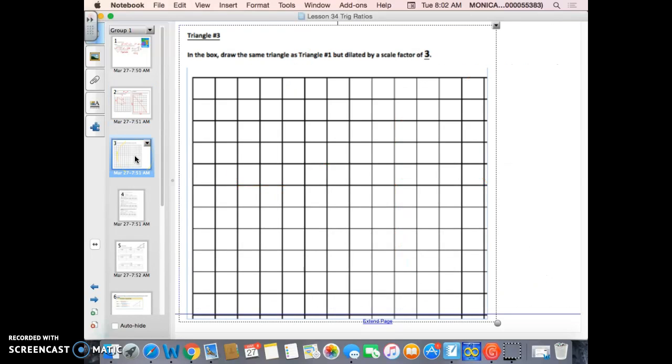And lastly, we're going to dilate it by a scale factor of 3. So this would be a 9 by 12. 1, 2, 3, 4, 5, 6, 7, 8, 9. 1, 2, 3, 4, 5, 6, 7, 8, 9, 10, 11, 12. So it's going to look like this.